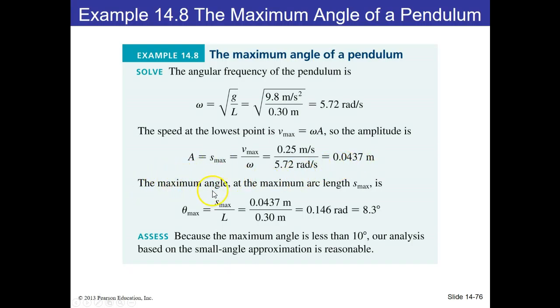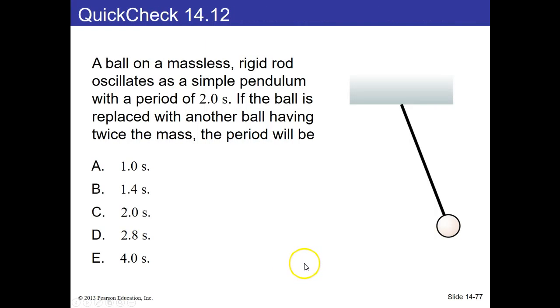And then that maximum angle at the maximum arc length, which was S max, so there's our arc length maximum, is going to be the theta angle is equal to the arc length divided by the length of the string. We get 0.146 radians, and that ends up being about 8.3 degrees. So because the angle is less than 10 degrees, our small angle approximation should be very reasonable there.